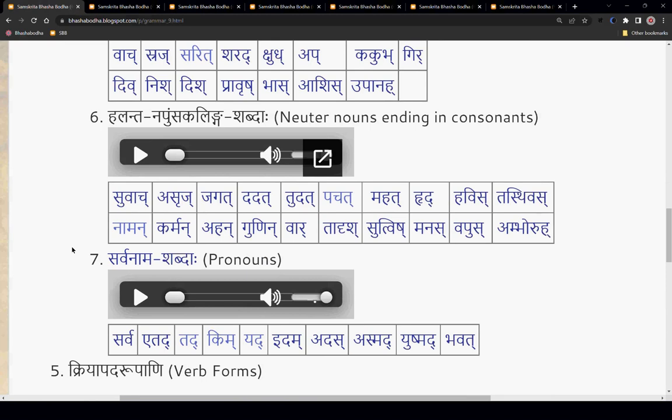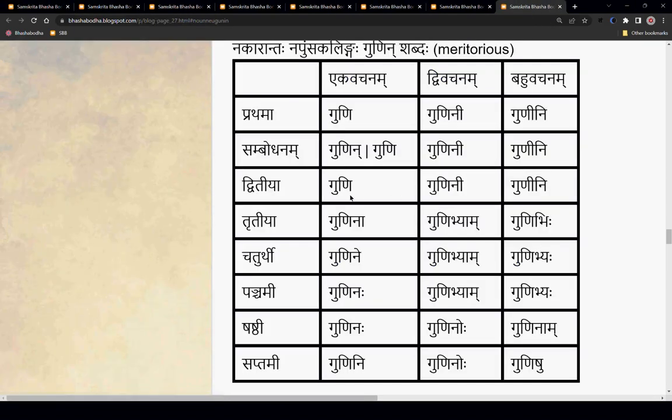Ikaranta. Something like Karman. Or Gunin. Gunin is there. You see a nakaranta Napumsakalinga, Gunin. Guni. Gunini. Gunini. Agami. Agamini. Agamini.